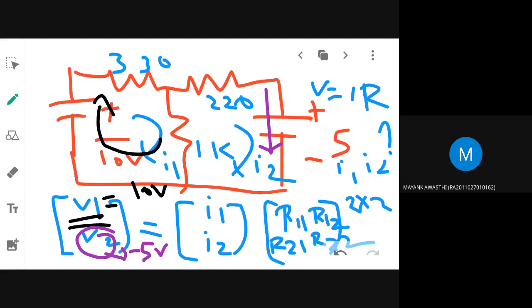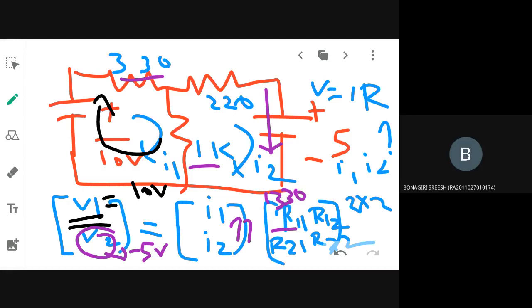Now I1, I2 is the unknown parameter that I want to find. Now what is my R11? R11 is the sum of all the resistances that are present in the particular mesh. Here you are having 330, here you are having 1K. So what is the sum? 1330.